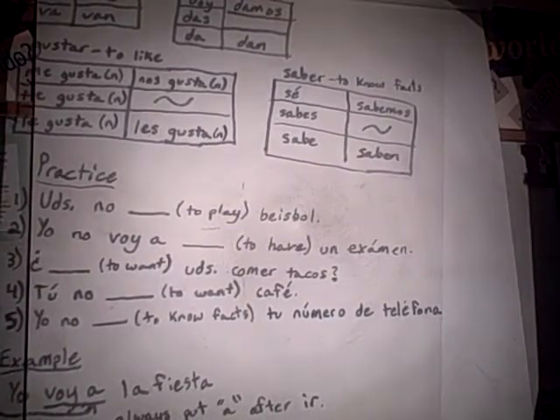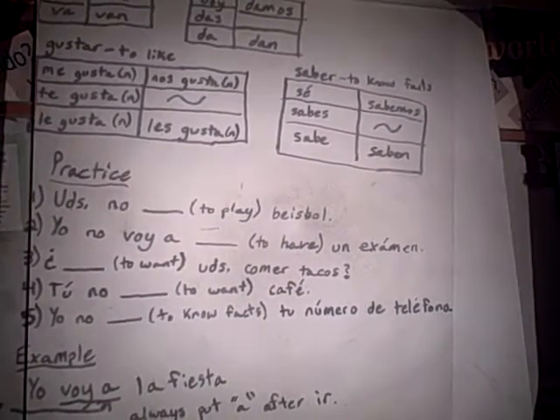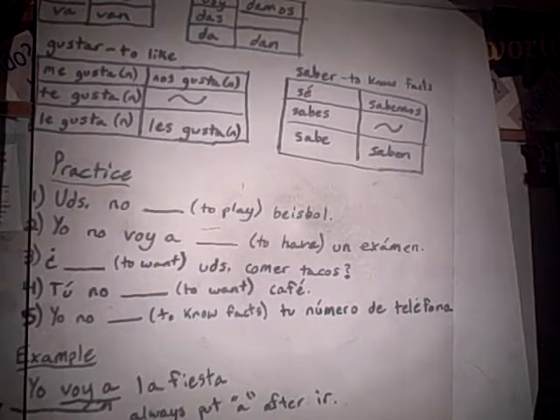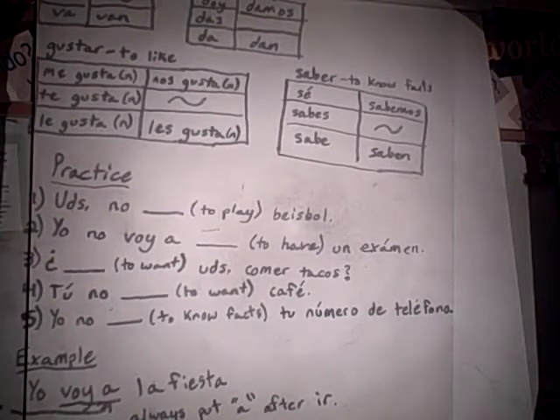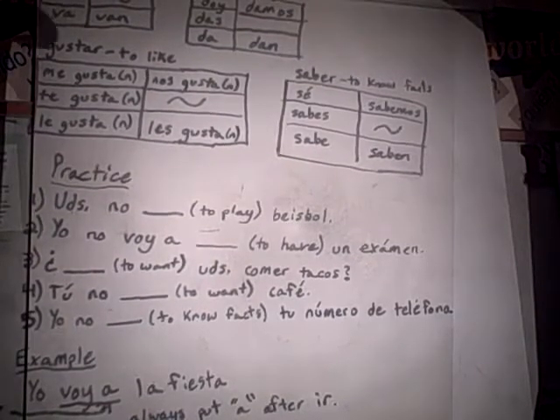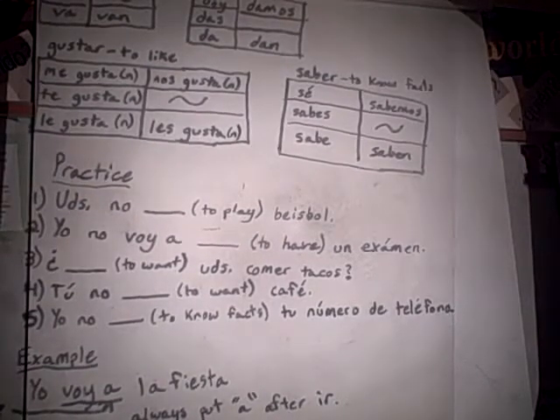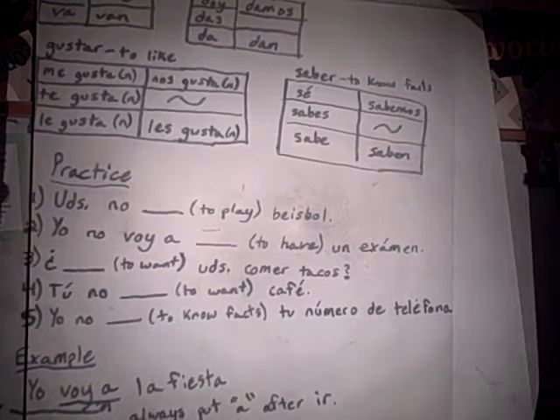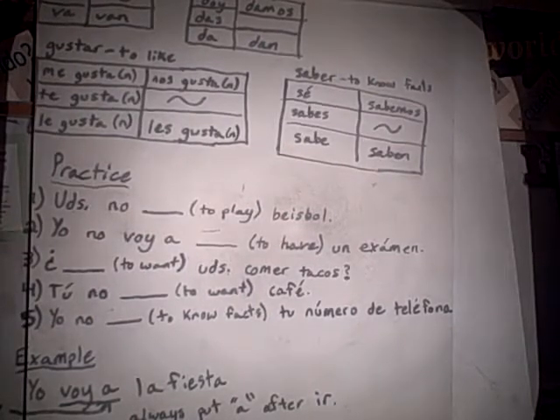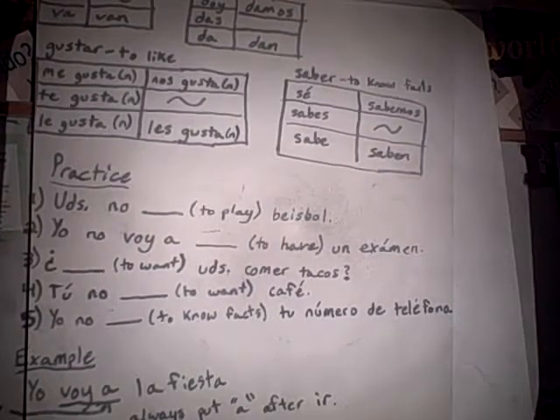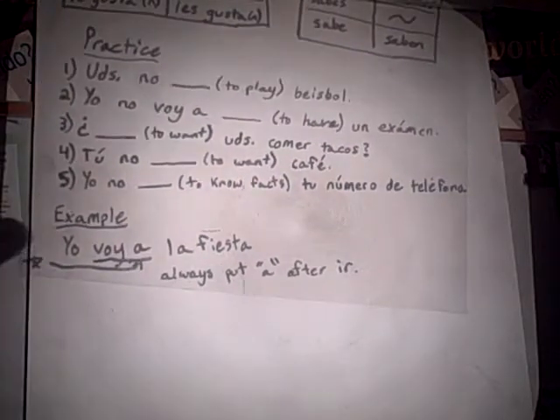And then gustar is completely different. You have to add me, te, le, nos, and les. And if the noun following the verb in gustar is plural, you add it in. So if it's plural after the verb, you add the n to it. And saber just changes to sé in the yo form. And then here's an example down at the bottom.